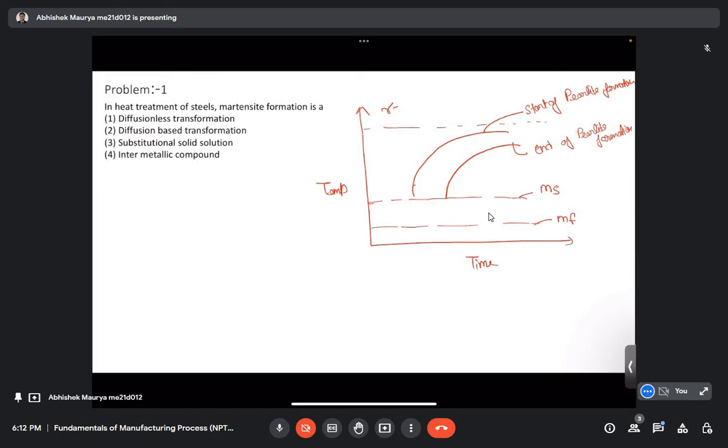So initially we are with the gamma phase, and in the heat treatment step we first austenitize the steel. After that we cool it down, and depending on the different cooling rate we get different phases and different properties in the steel. So let's talk about what will happen if the cooling rate is very slow.